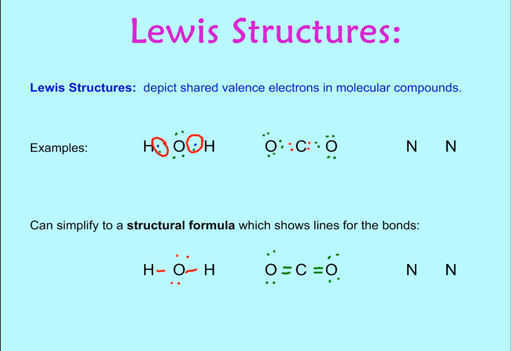Then we've got nitrogen that has 5 valence electrons each, which gives nitrogen a triple bond in the center. We know nitrogen is one of our diatomic elements, so there's 2 of them.